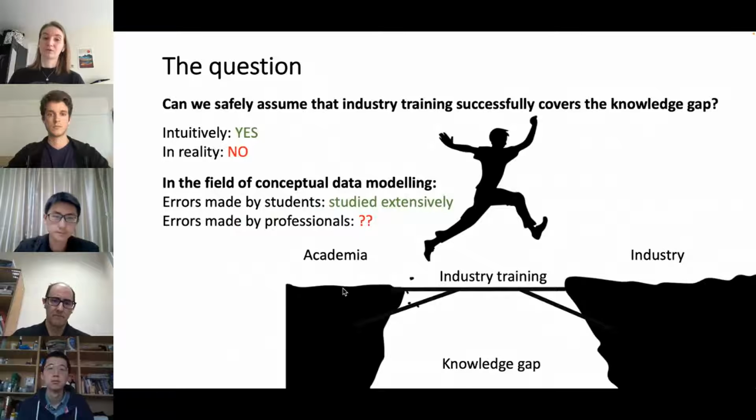In the field, particularly of conceptual data modeling, which is my field, errors that are made by students are studied extensively because it's easier to access the student data. Errors made by professionals, nobody knows what they are. And that's something that we want to explore a little bit more.